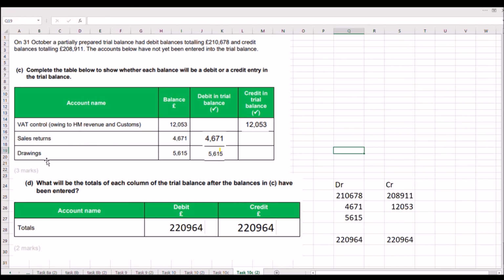And drawings, a reduction in the amount that was available for shareholders as well. So another reduction in the money out item, that's a debit there. So those are the credits and debits in here. And then in terms of the totals, we started off in our partially completed trial balance with a debit of 210,678 and a credit of 208,911. We added on our debits and added on our credits to give us these totals here, and that balances. And that's the end of this question.